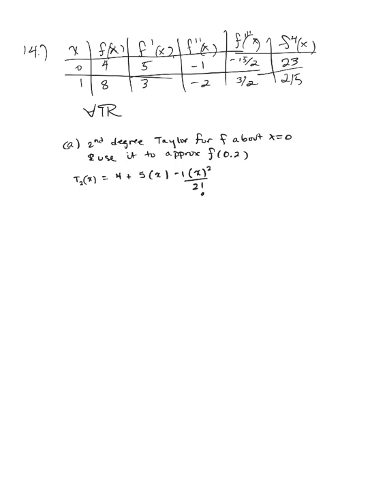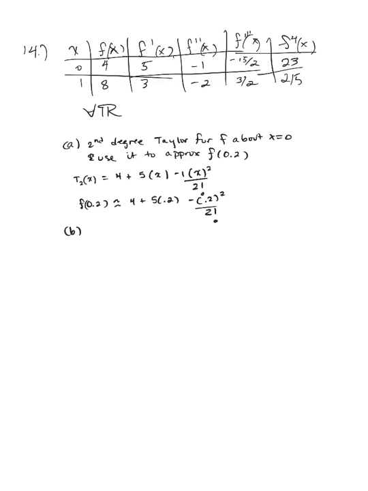When you want to use it to approximate f of 0.2, we would say f of 0.2 is approximately 4 plus 5 times 0.2 minus 0.2 squared over 2 factorial. Do not simplify. Leave it right there. Take a look at question B.